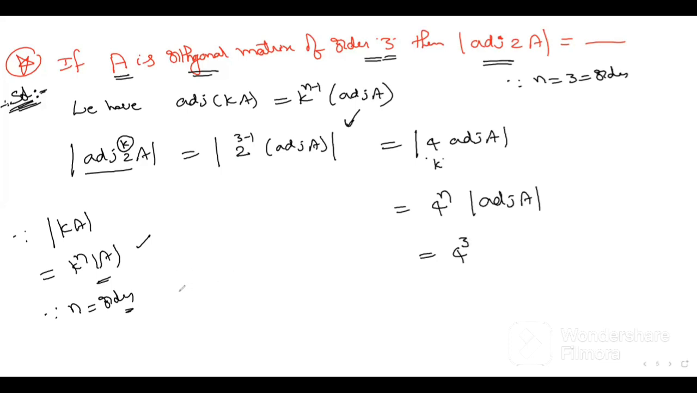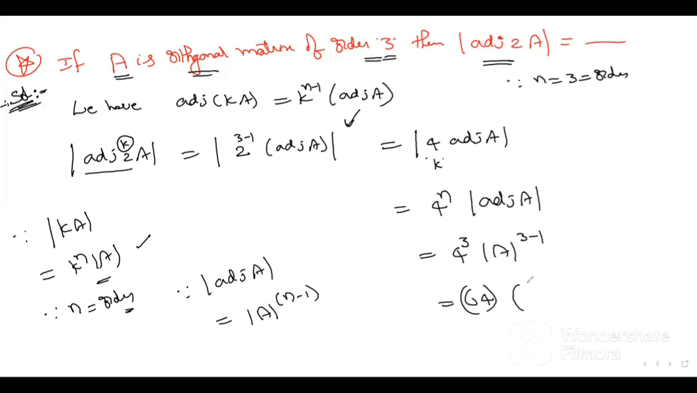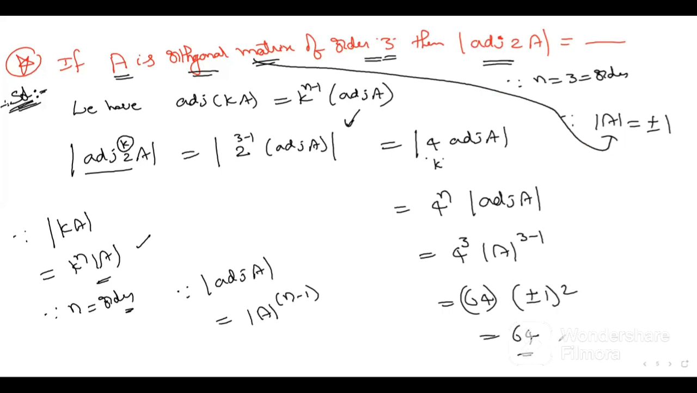Determinant of adjoint of A, we have one formula. Determinant of adjoint of A is equal to determinant A power n minus 1. So determinant A power n minus 1, n value 3, 3 minus 1, is 64 into determinant A value, how much value? Here in the statement, A is an orthogonal matrix is given, determinant A value is plus or minus 1. So plus or minus 1 whole square. What we get here? 64 into plus or minus 1 whole square, plus or minus 1 whole square we get plus. So answer is 64.